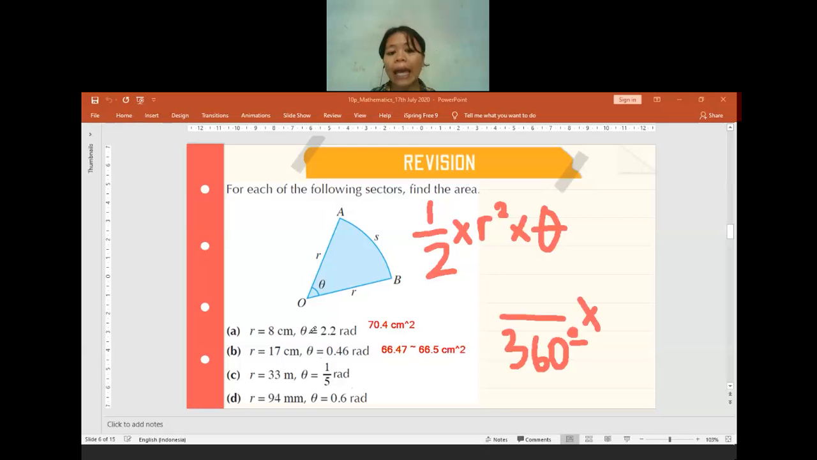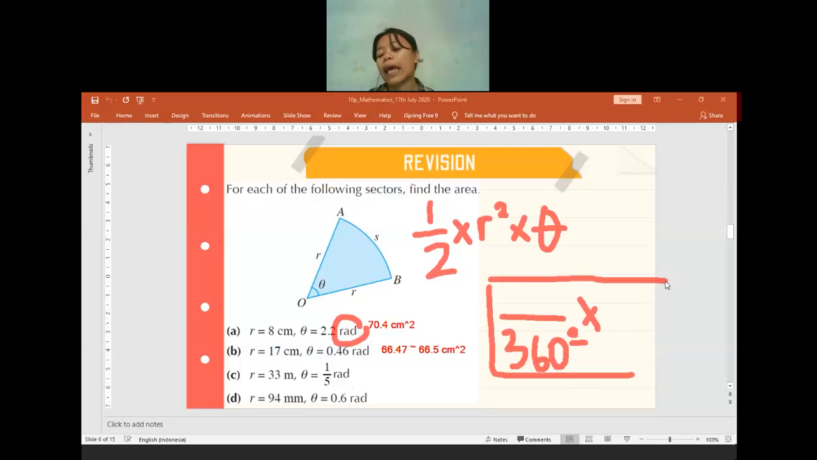But now the angle is given in the radian unit. So I cannot use this formula. This formula works only when the angle is given in the degree unit, because this is by 360 degree. So the angle has to be in degree for me to use the formula. But this is radian, so I cannot use this formula for this question. Is it clear enough or are you still confused?